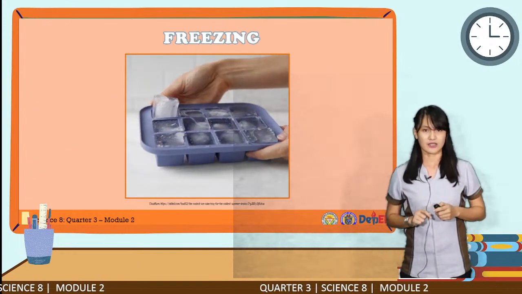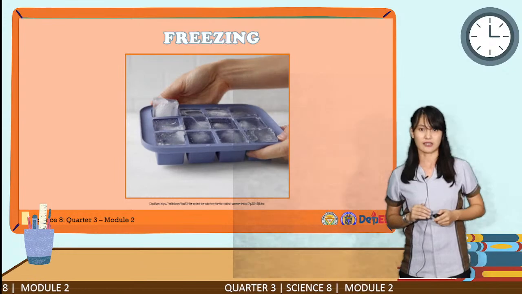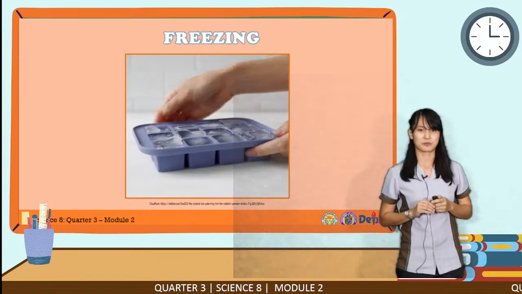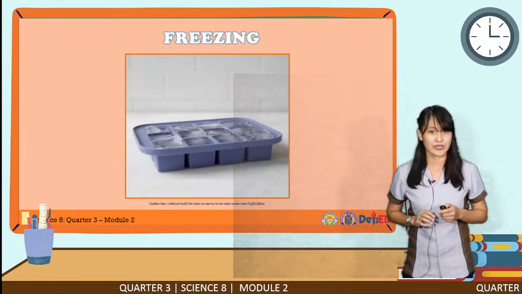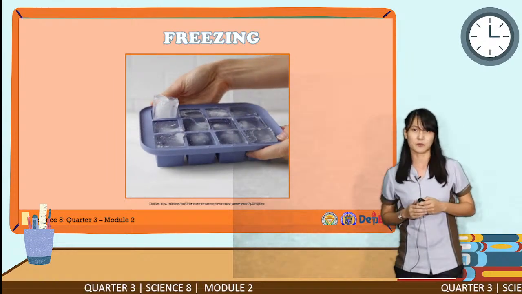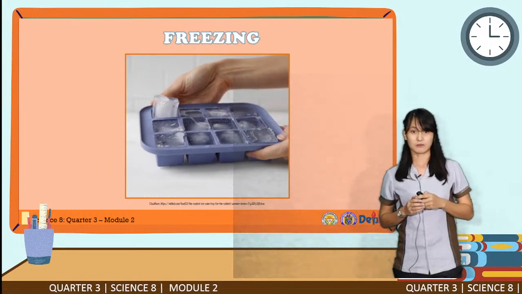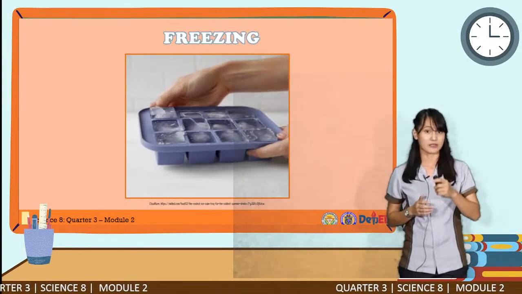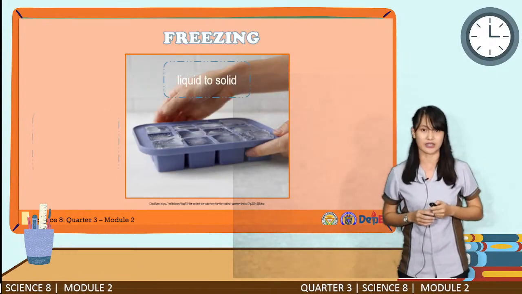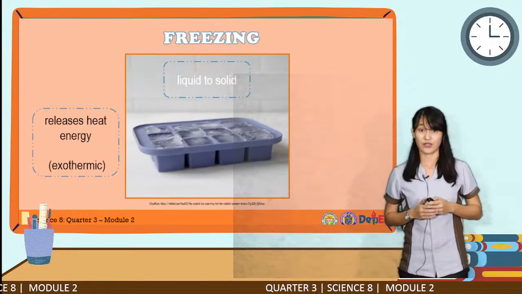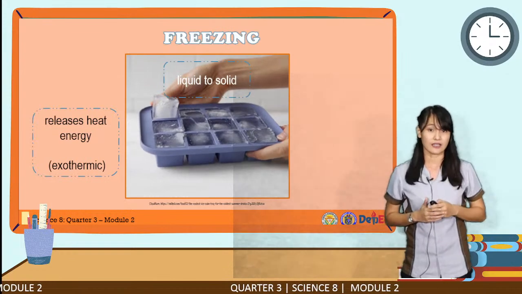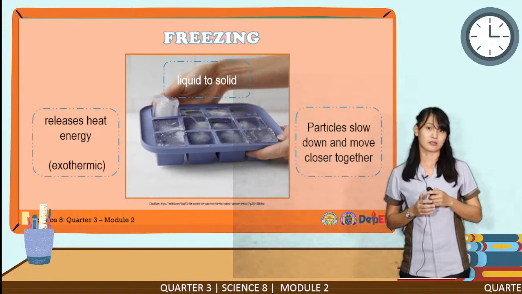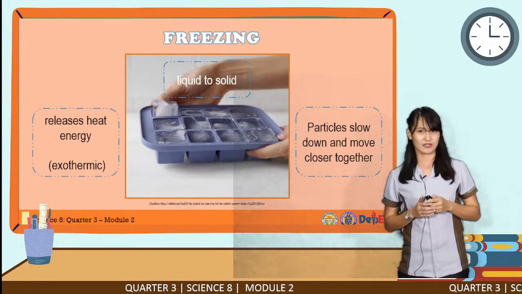When liquid state changes back to a solid state, this phase change is called freezing or solidification. The most common example of freezing is the formation of ice cubes in an ice tray when water is kept in the freezer for some time. Freezing happens when a substance releases heat energy, or exothermic. The kinetic energy of the particles decreases, and as a result, particles slow down and move closer together.